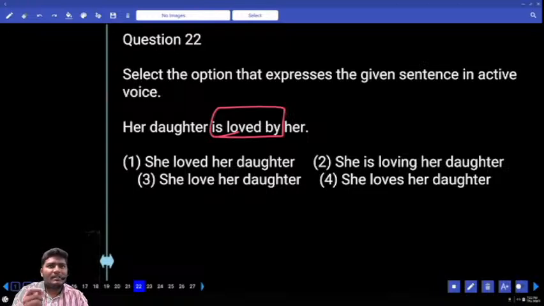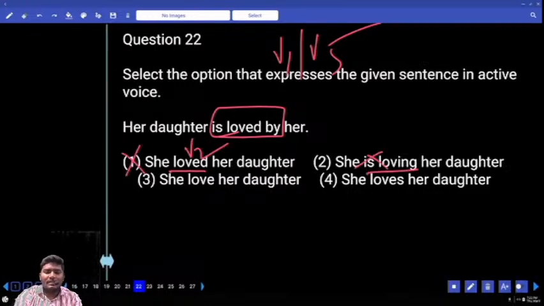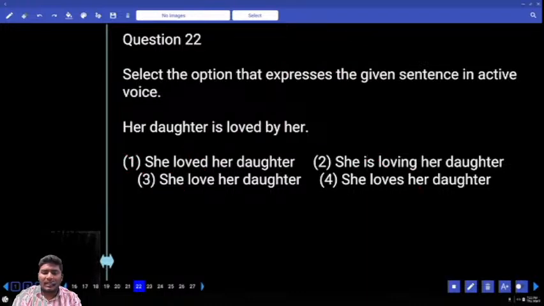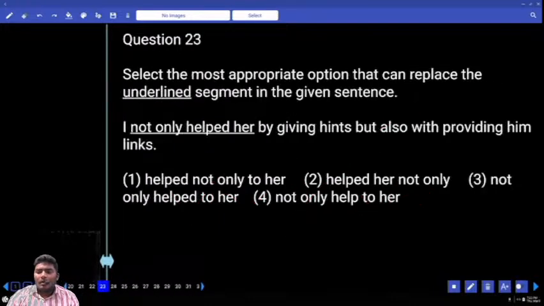This you get in the simple present passive. What is the simple present active here? V1 or V5? Now tell me your answer. First one, what is given here? Loved, simple past, is loving, present continuous, she loves. Which one is correct? She plus V1 or she plus V5? She plus V5.